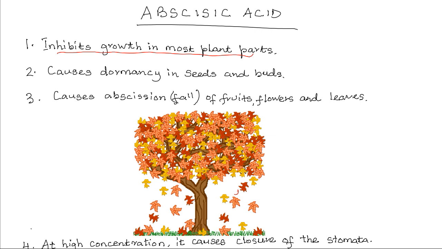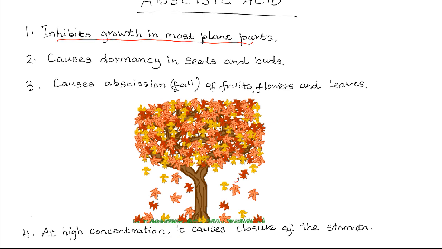And lastly, at high concentration, abscisic acid causes closure of the stomata. This is also during the dry season or when there is scarcity of water. Many plants will increase their levels of abscisic acid and in the process bring about the closure of stomata in order to conserve water.